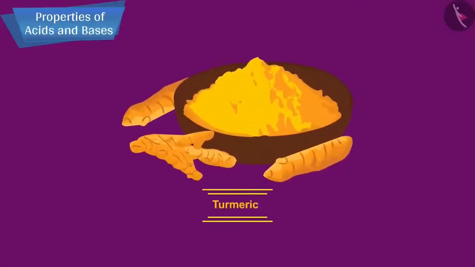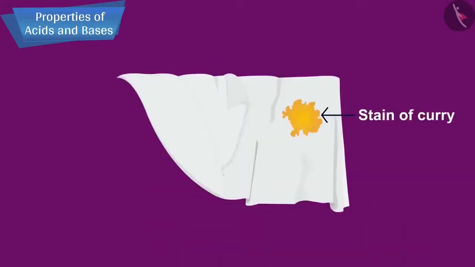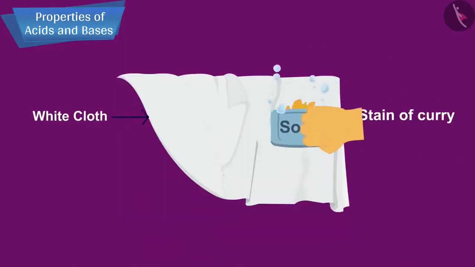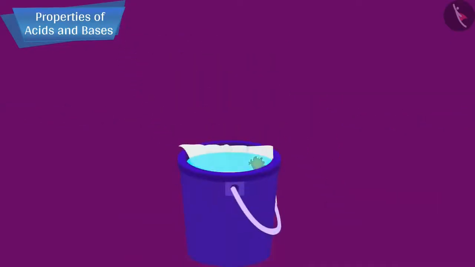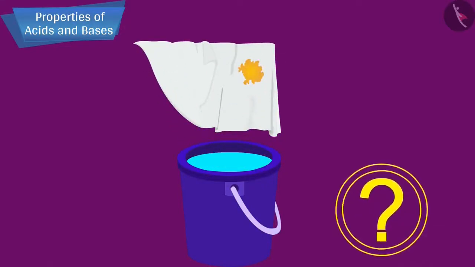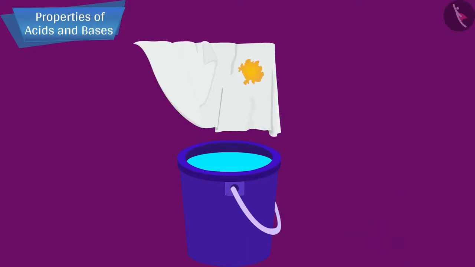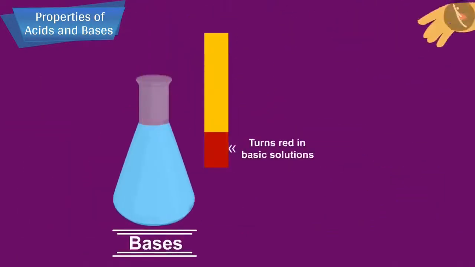Turmeric is another such indicator. Have you noticed that a stain of curry on a white cloth becomes reddish brown when soap, which is basic in nature, is scrubbed on it? It turns yellow again when the cloth is washed with plenty of water. Why? Because then the basic soap gets removed with water. So, students, turmeric is a natural indicator. It contains natural yellow dye. It turns red in basic solutions.